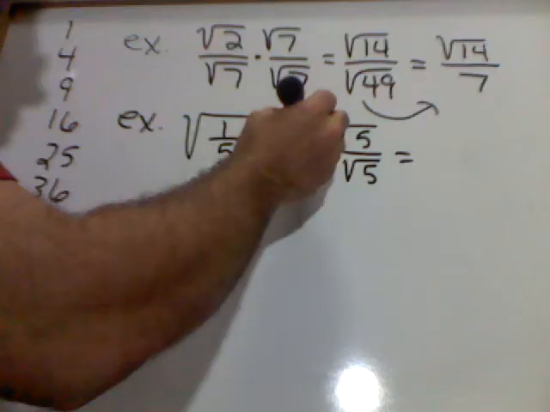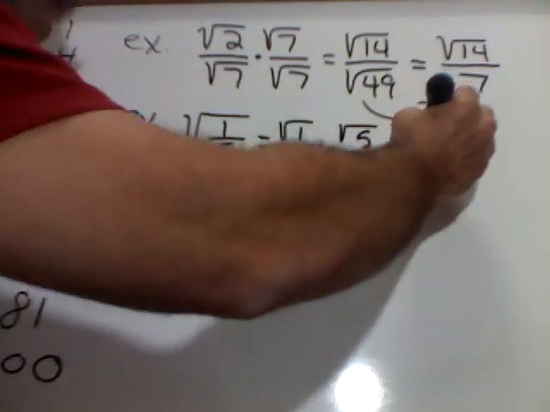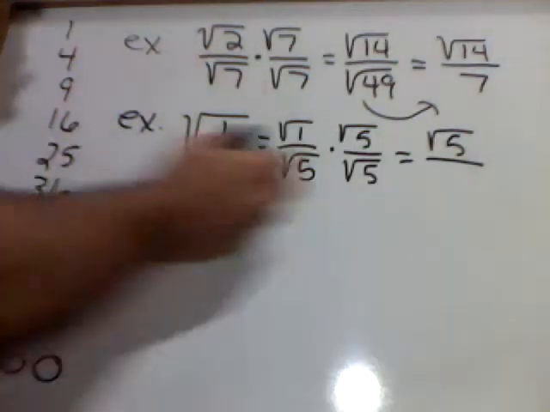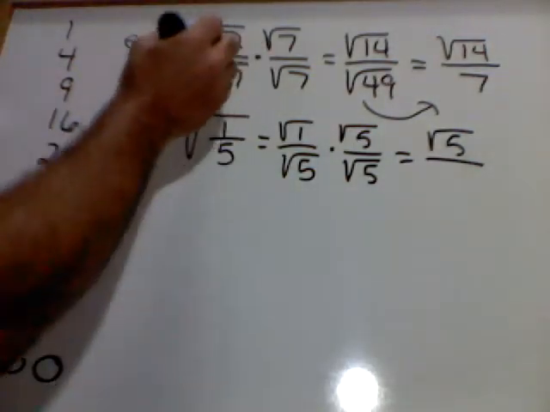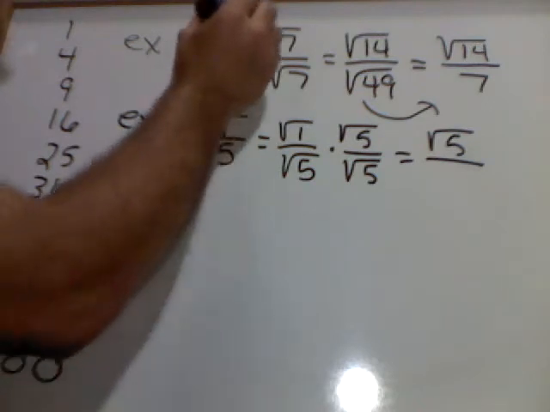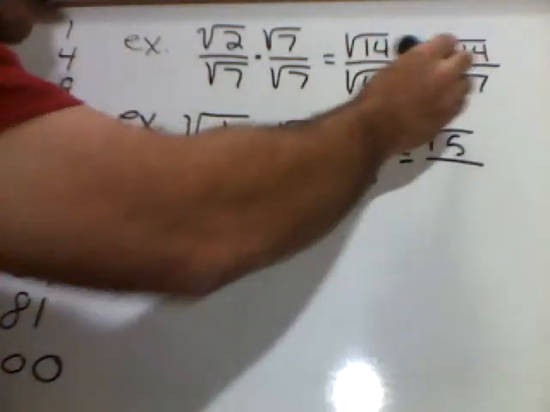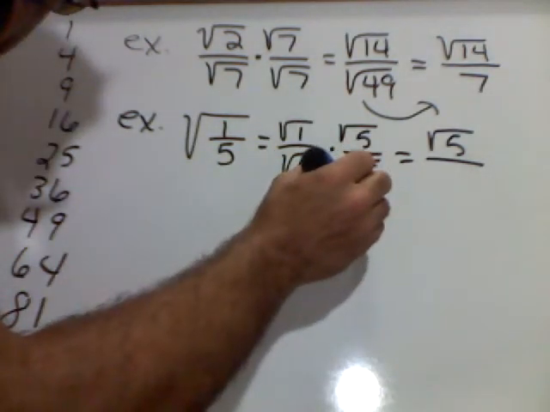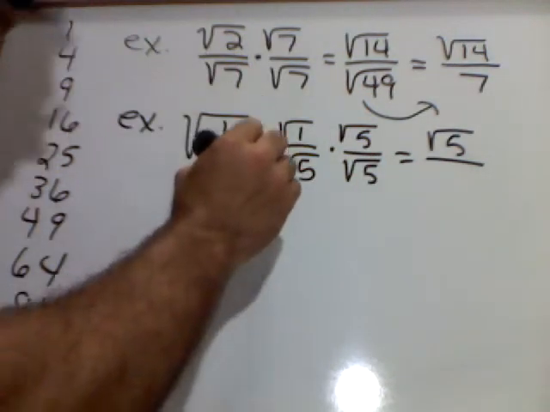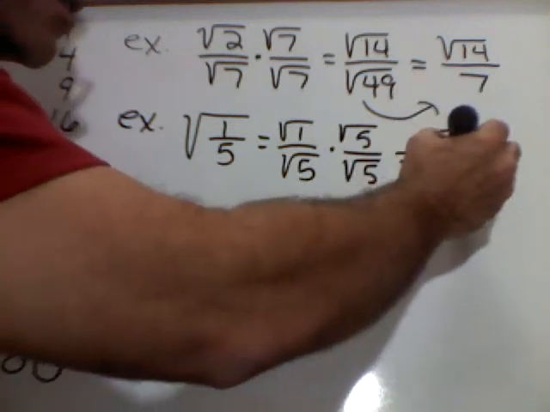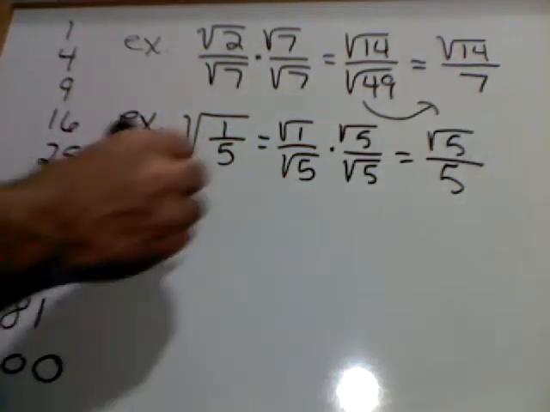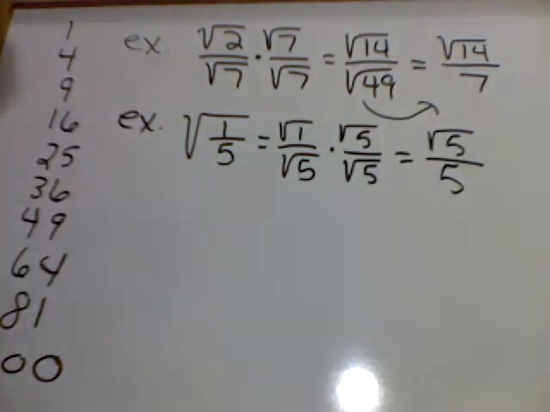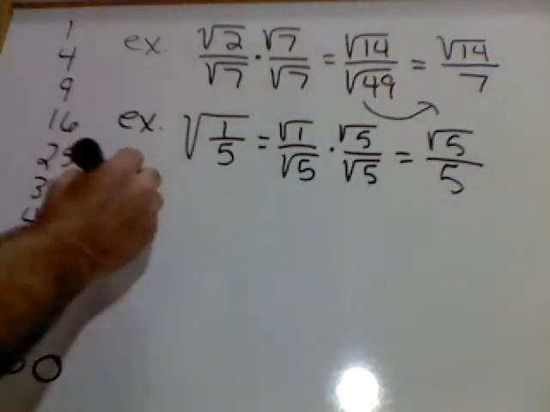Square root of 1 times square root of 5 is square root of 5. Now, I'm going to shortcut the bottom because up here we've seen that a radical times itself gives me that number. So the square root of 5 times the square root of 5 is the square root of 25. Square root of 25 is 5. So once again, a radical times itself gives me that number. Next example.